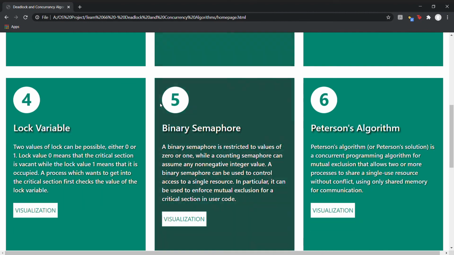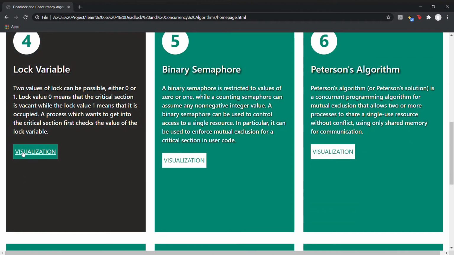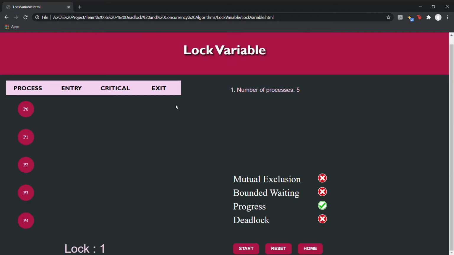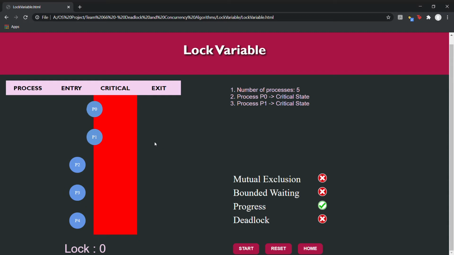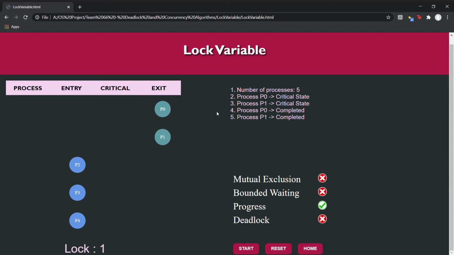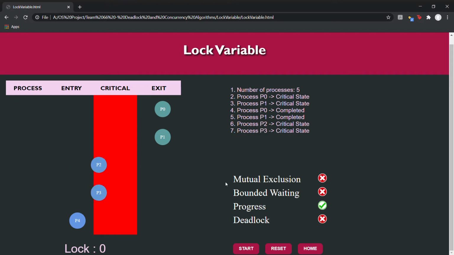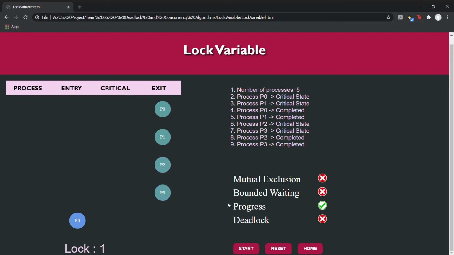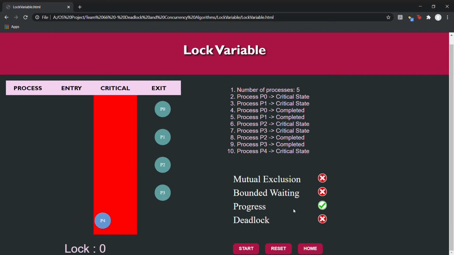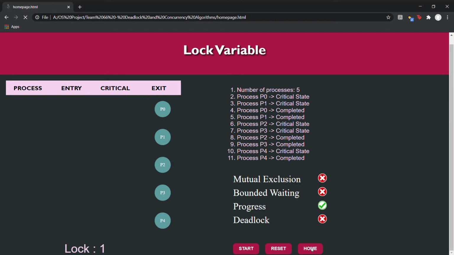The fourth algorithm is lock variable. Lock variable does not ensure mutual exclusion, which means that 2 or more processes can execute their critical section simultaneously, as is seen from the animation. But it ensures that deadlock doesn't occur. It also doesn't give bounded waiting, and gives progress. We go back to the home page.